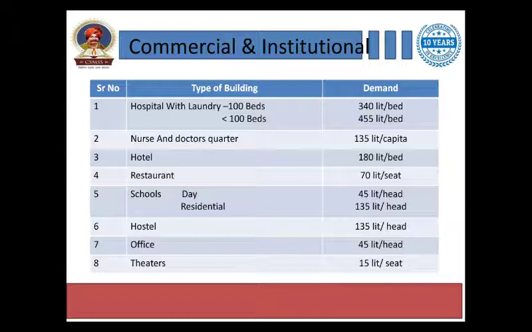Then tell me, what will be the requirement of the hostels? Many of you stay or live in a hostel, so what will be the need for a hostel? It will be the same as the domestic water demand, 135 liters per day per student or per capita, right? Then tell me, how much quantity of water will be required if the capacity of the hostel is 200 students and there is one family of the rector with 3 persons. Calculate this and tell me, right?